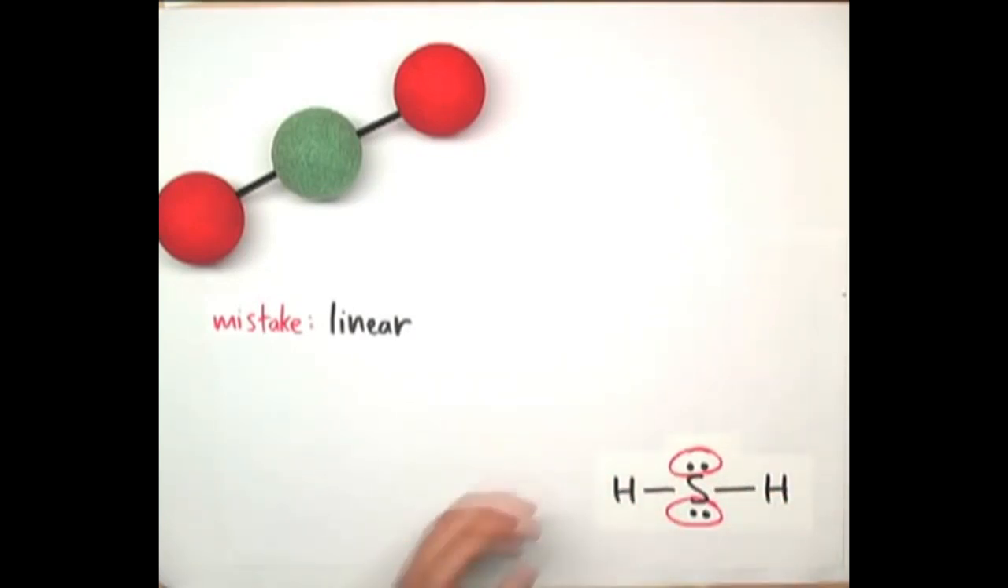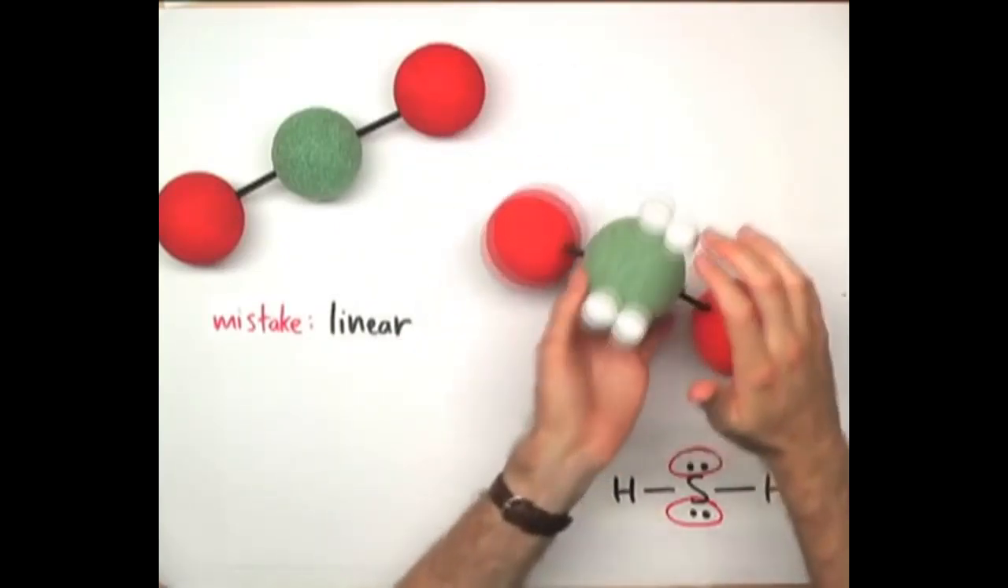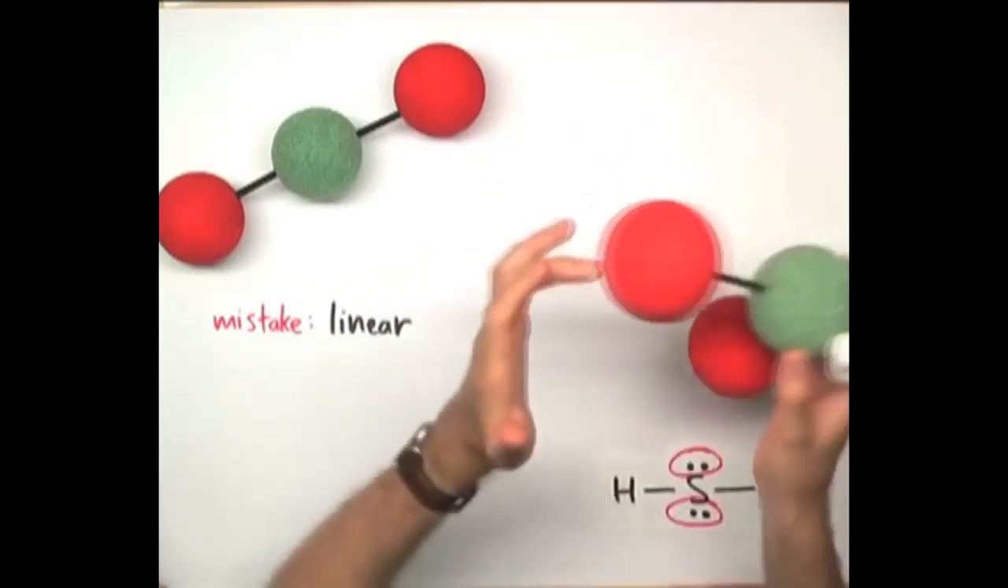So the molecule is actually going to look like this. Here are the 2 atoms, but now here are the 2 unshared electron pairs. And they are pushing against each other, and they're pushing against these atoms. All 4 of these things want to be as far apart as possible.